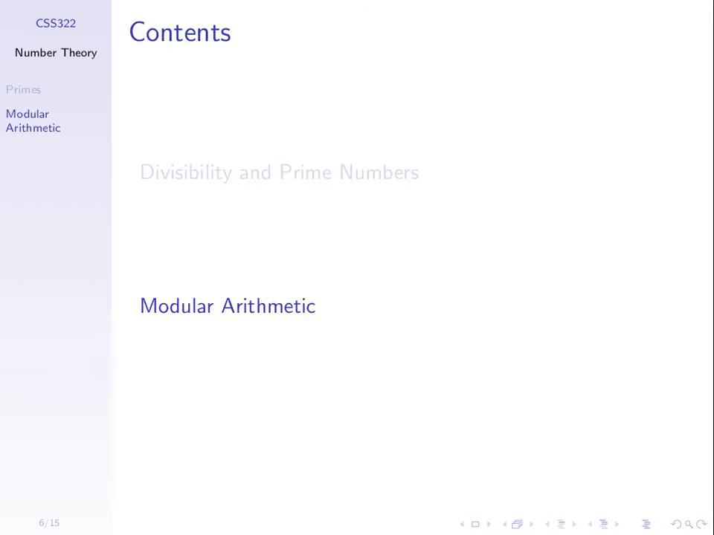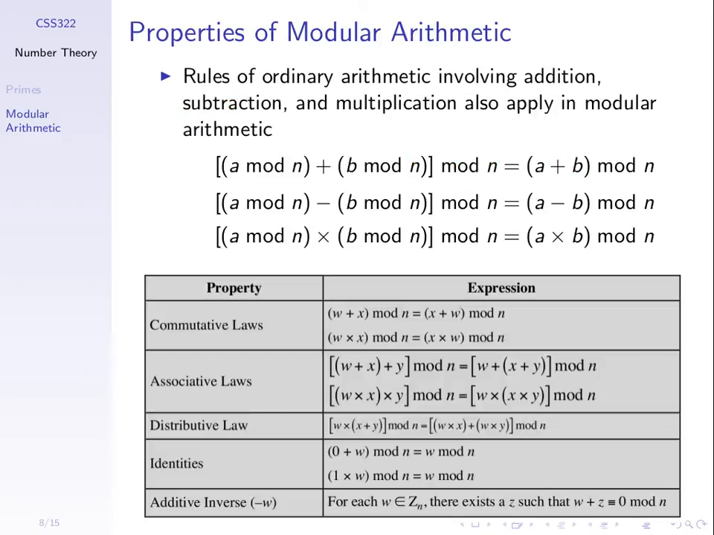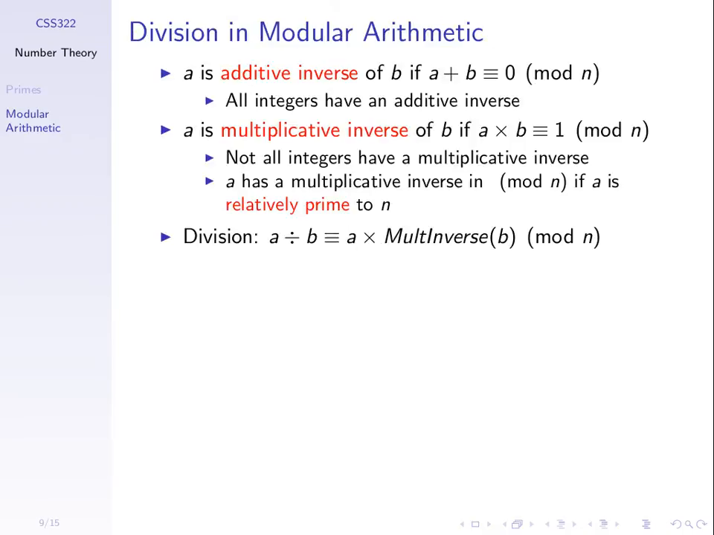Then we started to introduce not normal arithmetic, but modular arithmetic. Everything mod n, where the answers are always within our set of 0 up to n minus 1 when we mod n, called the set Zn. And we went through addition. Addition in modular arithmetic conceptually is easy. It's just the same as normal addition, but you mod the answer by n.